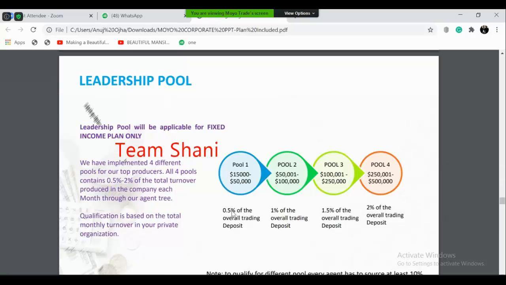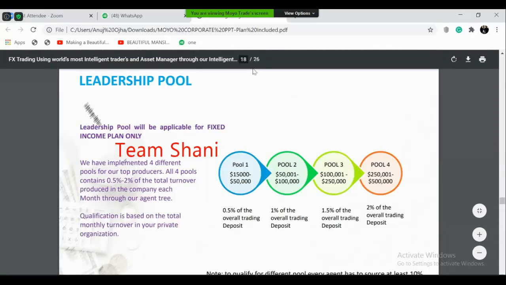So if you are in pool number 1, every month you will get 0.5% of whatever the pool you have generated. Then if you are part of pool 2, you will get 1%. If you are part of pool 3, you will get 1.5%. And if you are part of pool 4, you will get 2%, right?